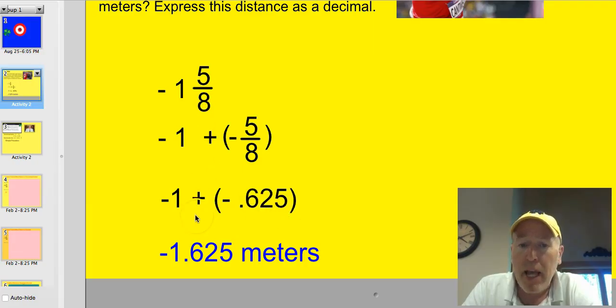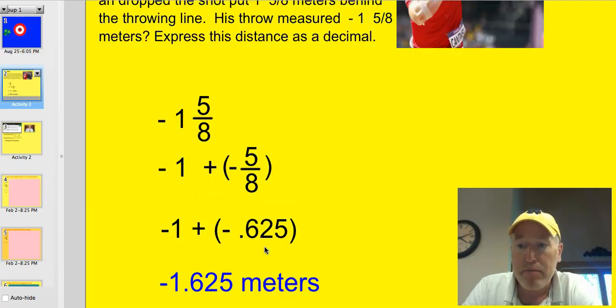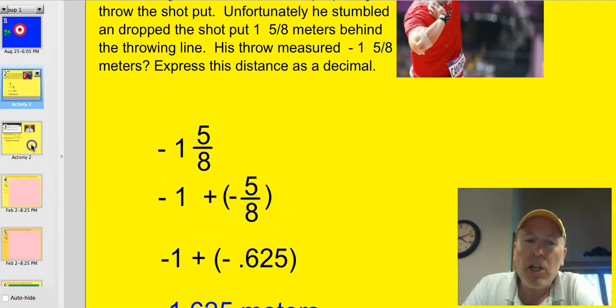So he actually threw the shot put a negative 1.625 meters.